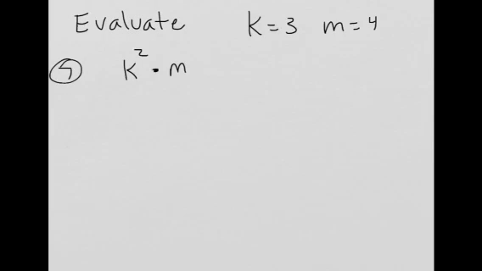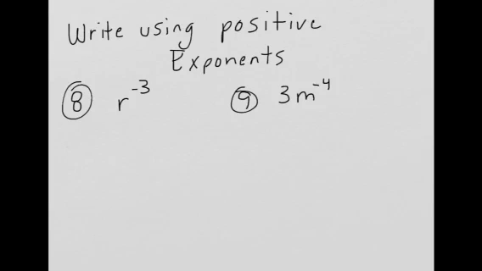Evaluate. So I'm going to use my substitution property first. So this is going to be 3 squared times 4. Now I'm going to do PEMDAS. 3 squared is 9 times 4, and that's going to give me 36.